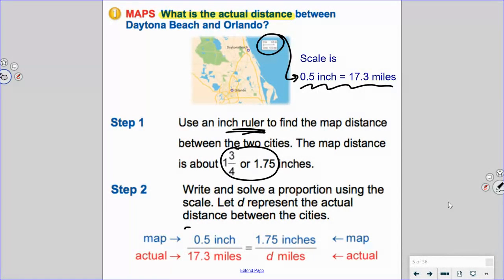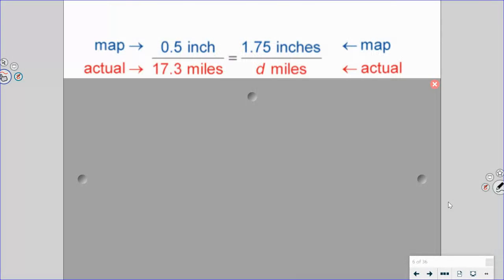Now you'll notice that we use that information to create a proportion. Always, of course, you guys know me, I'm always going to suggest write the units first, inches to miles, and then you fill in the numbers. 5/10 of an inch is equal to 17 3/10 miles on the map. So let's go ahead and substitute in 1 3/4 inches, and now we can find that missing piece. Of course, we know how to do that.